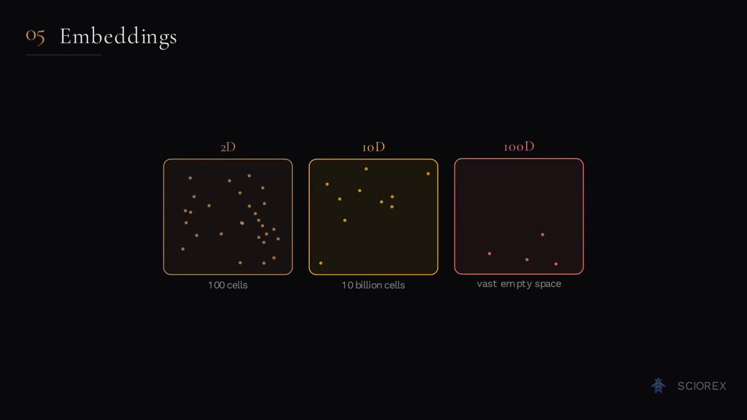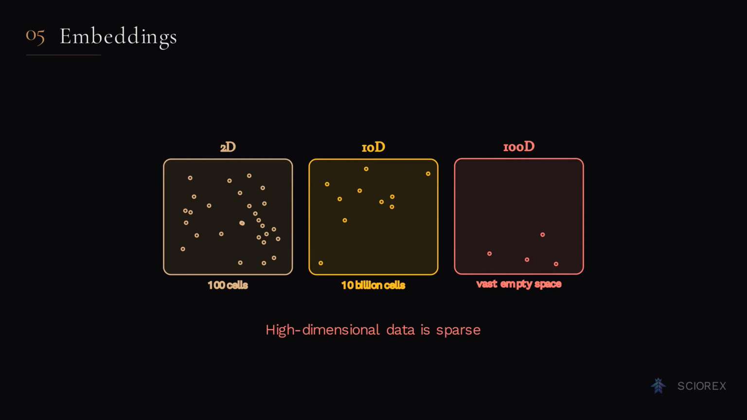There's a deeper reason why representation learning matters, and it connects to a problem called the curse of dimensionality. As the number of input features grows, the space of possible inputs grows exponentially. A 2D space with 10 points per axis has 100 cells. A 10D space has 10 billion. A 100D space has more cells than atoms in the universe. Data becomes unimaginably sparse. Every point is far from every other point.